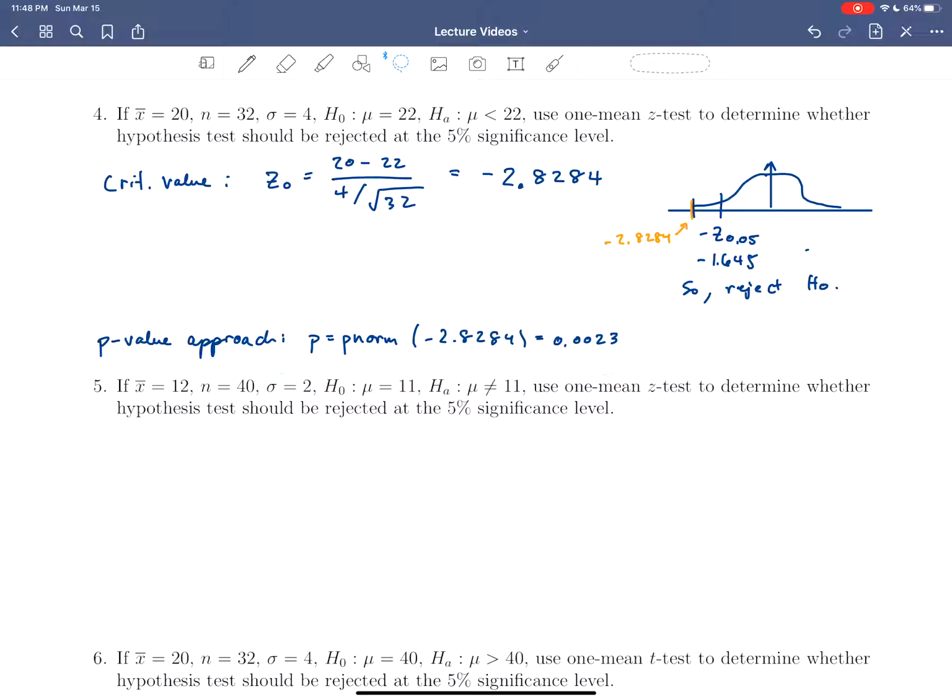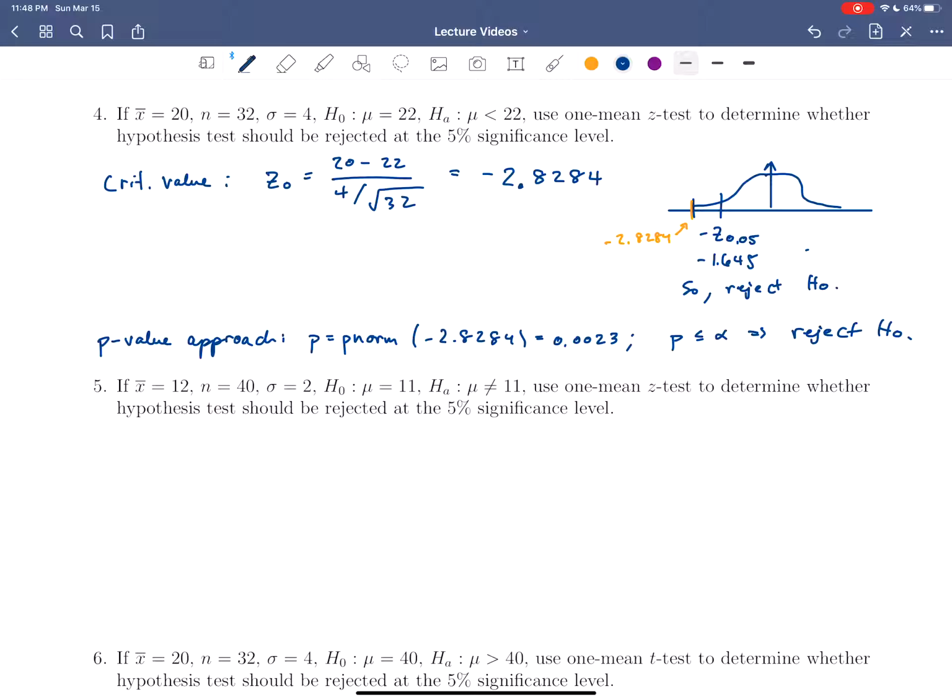And the p-value approach is going to say that since p is less than or equal to alpha, we're going to reject the null hypothesis. Okay, we of course get the same conclusion either way we want to do this, right? The critical value approach or the p-value approach. But that's the idea. So since our p-value is less than or equal to alpha, we reject the null hypothesis.